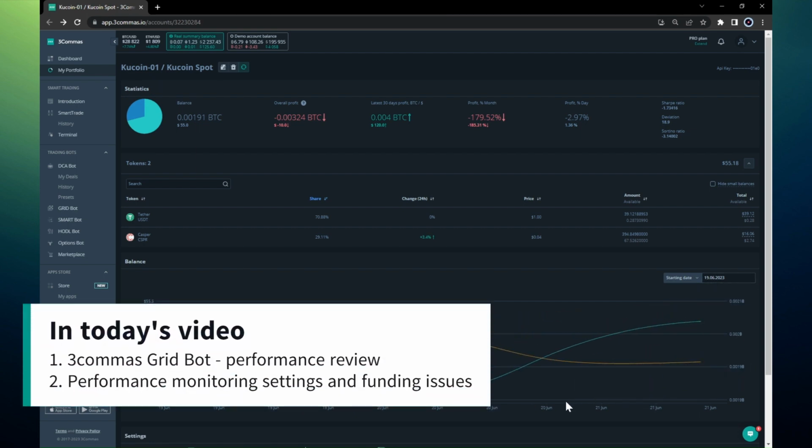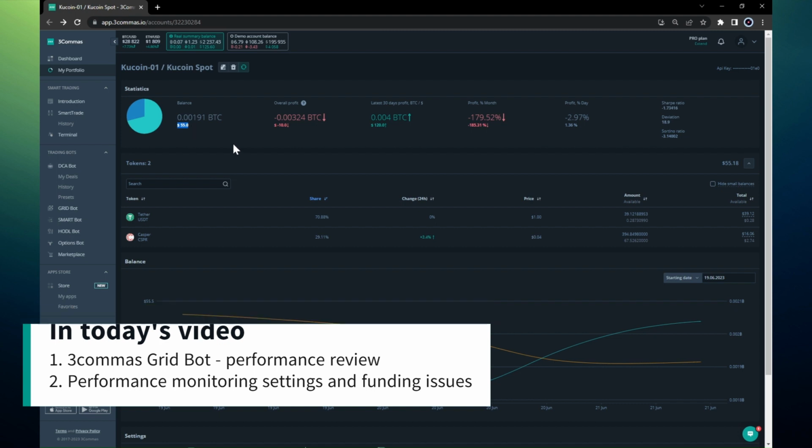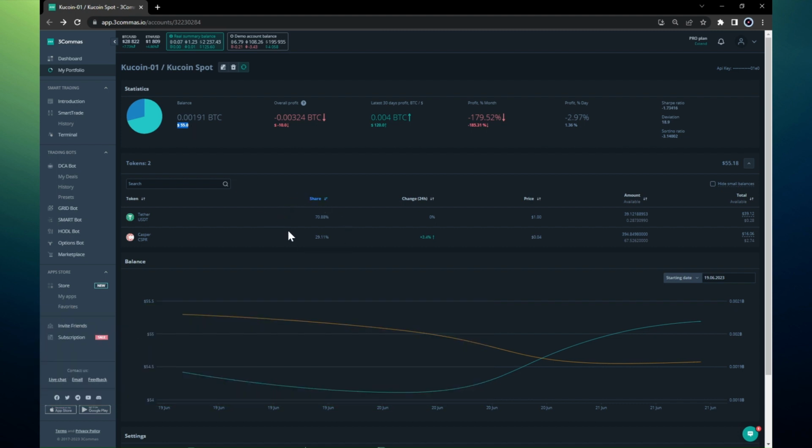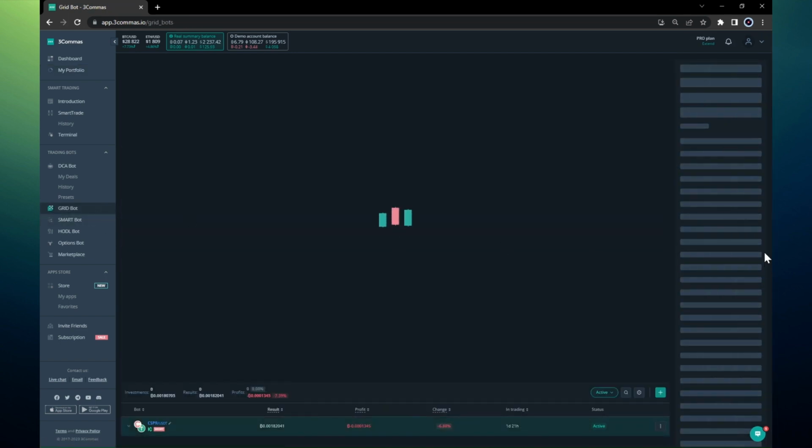Okay, so it's been a few days now since I've had the grid running on this account. The value is still fairly the same as before. The proportion of USDT and CSPR fluctuates, and my grid bot is here.